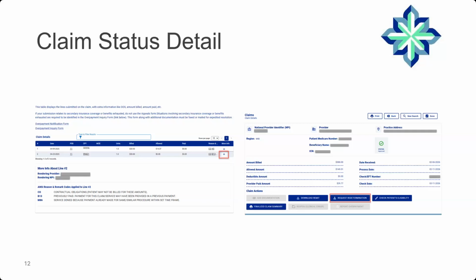Now the picture on the right shows the claim action buttons that can be found within the claim details. So you will notice that some of those boxes appear gray while others appear blue. The gray means that the action is not available, while the blue means that the action can be taken. So you can see that the request determination button is blue, meaning that the claim has appeal rights.